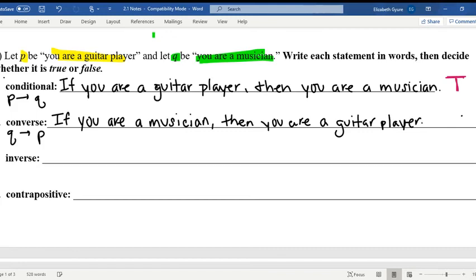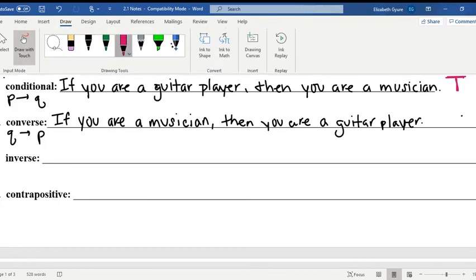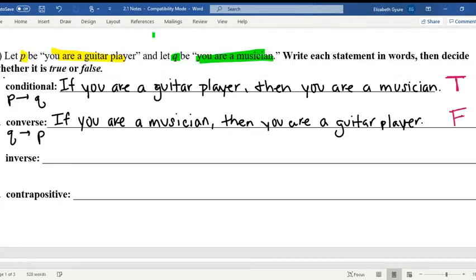Well, think about it. Just because you're a musician, does that mean you play the guitar? Not necessarily. Maybe you play the drums. Maybe you play the saxophone. I don't know. But since you don't have to be a guitar player, this situation would be false. Because there's other instruments you can play and still be a musician.